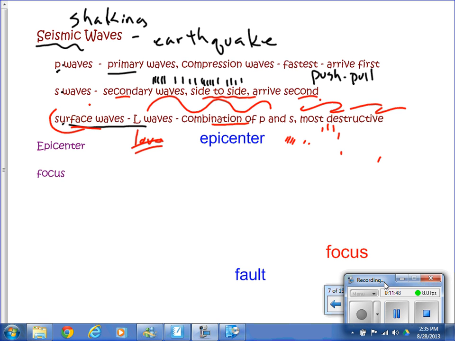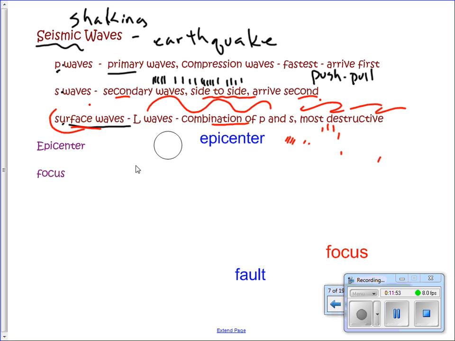So let's quickly draw a cross-section of the Earth. Why don't you guys set down the earthquake boxes for a minute? Thank you. Maybe you could grab those for a minute. We'll give you back the earthquake boxes in a moment.